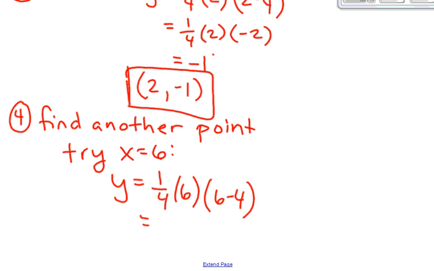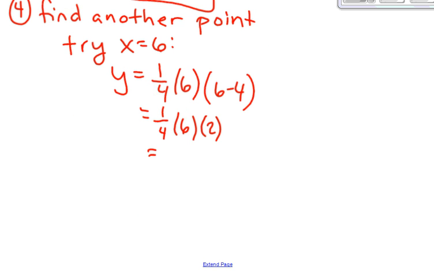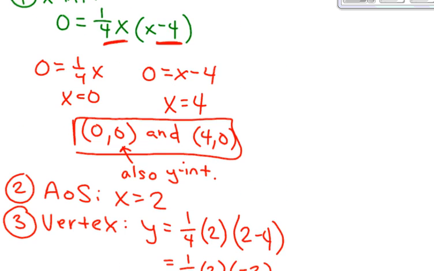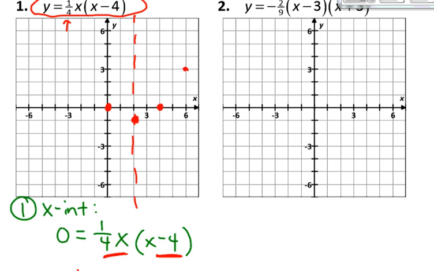Let's see if that works out for us. So that's 1/4 times 6 times 2. 6 times 2 is 12. 12 divided by 4 is 3. So yes, that works. So we have the point 6, 3. So now we can add that point into my graph, 6, 3. And then using my axis of symmetry, that's 4 steps away. So go 4 steps the other direction. And now you can graph your parabola. So you get a much better picture than had you just stuck with the original 3 points.